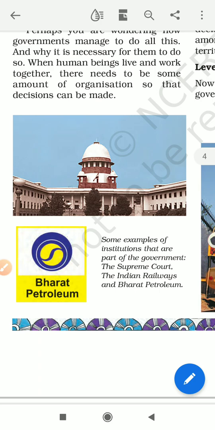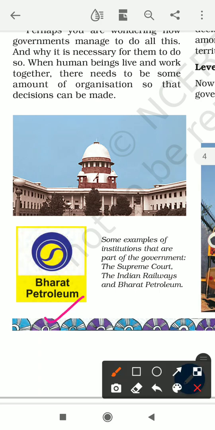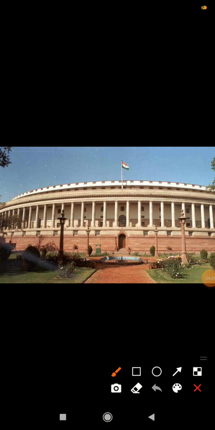Here, you can see the symbol of Bharat Petroleum. This is an institution run by the government of India. The Parliament of India is a very important part of the Indian government. This is the place from where the government actually runs. The Supreme Court of India is yet another very important government run institution of our country. This is the place where people get justice from. This is a very important place for getting law and justice.